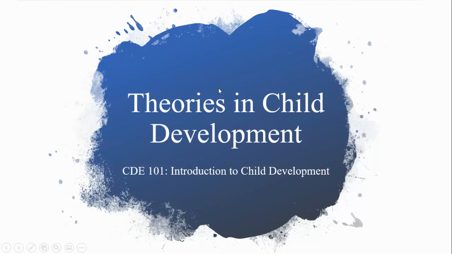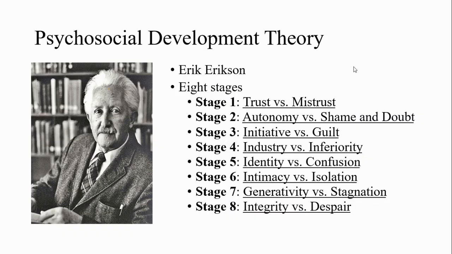We're going to go over the theories in child development. We're only going to go over the 6 most prominent ones used across the board. So the first one is the psychosocial development theory. This one was created by Erik Erikson, and it comes with 8 stages.